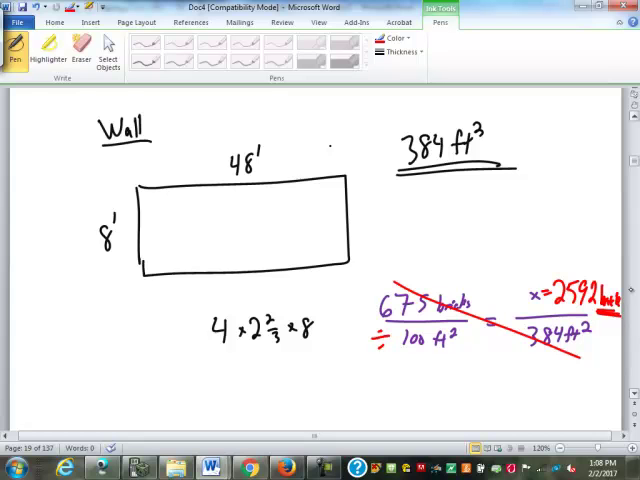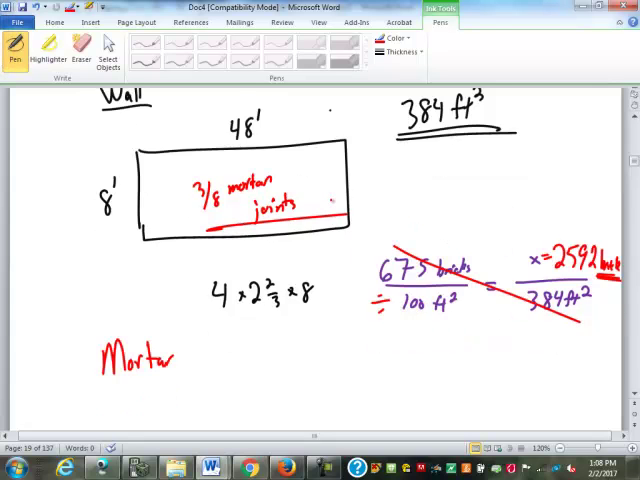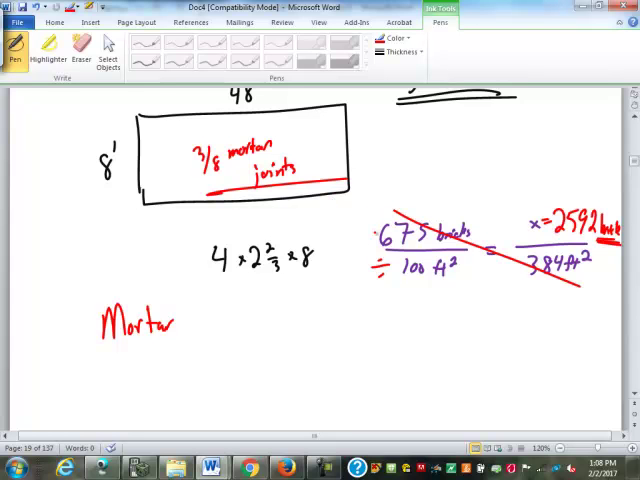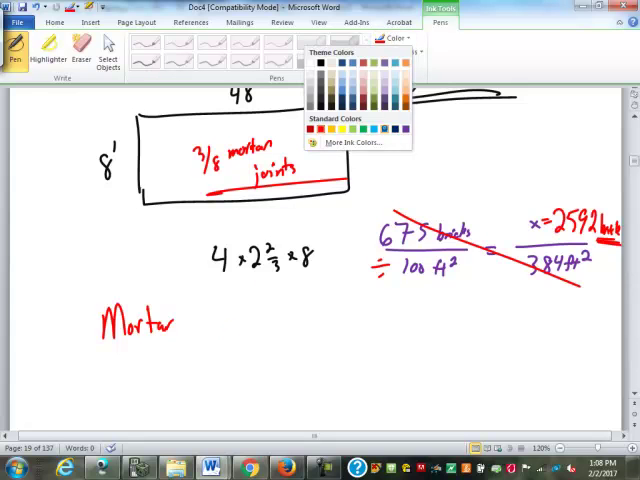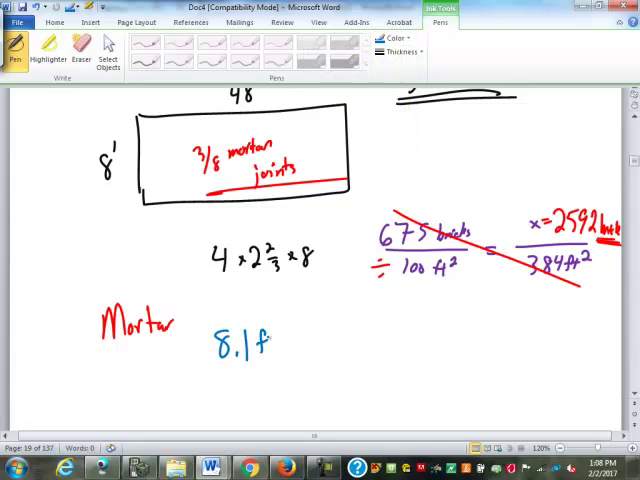Next, I want to know how many cubic feet of mortar. I'm going to assume that this is going to be 3/8 inch mortar joints. 3/8 inch is pretty standard. Half inch, if you've ever seen a wall that's done with half inch, actually looks like big mortar joints. So I'm looking at 3/8 inch mortar joints. What does it say for cubic feet of mortar per 1,000 bricks? 8.1 cubic feet per 1,000 brick.